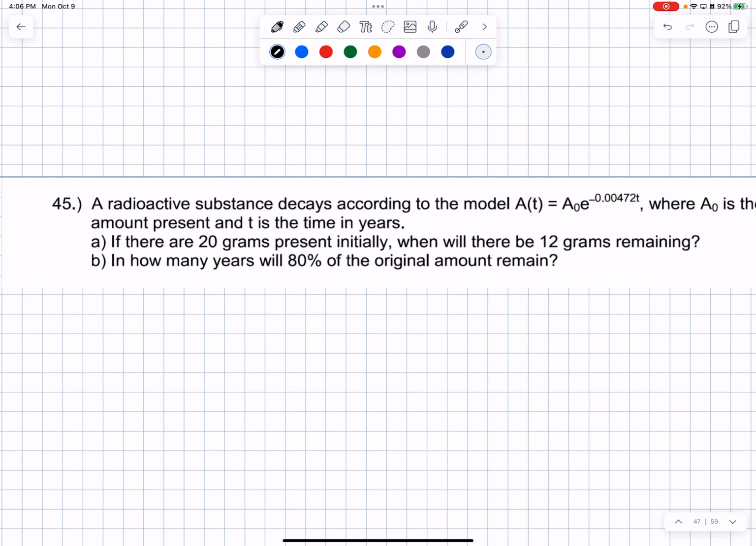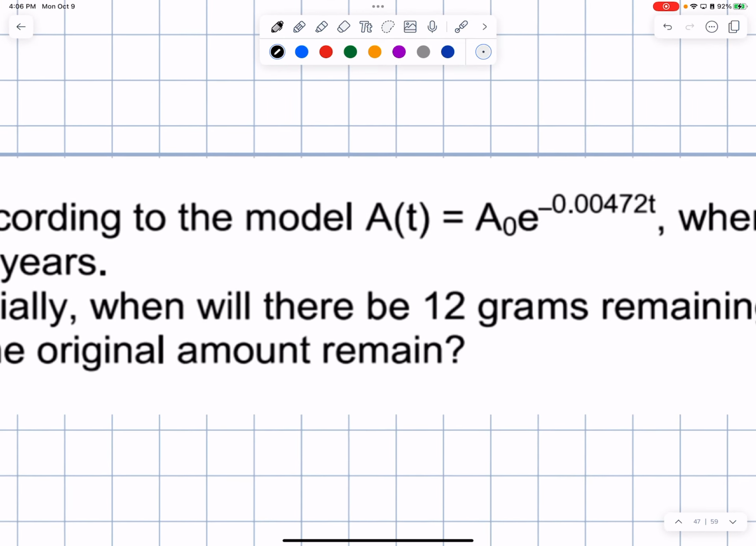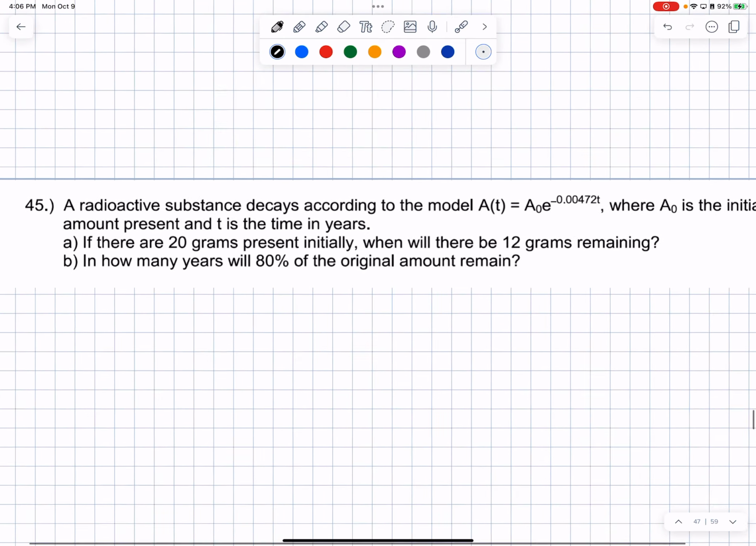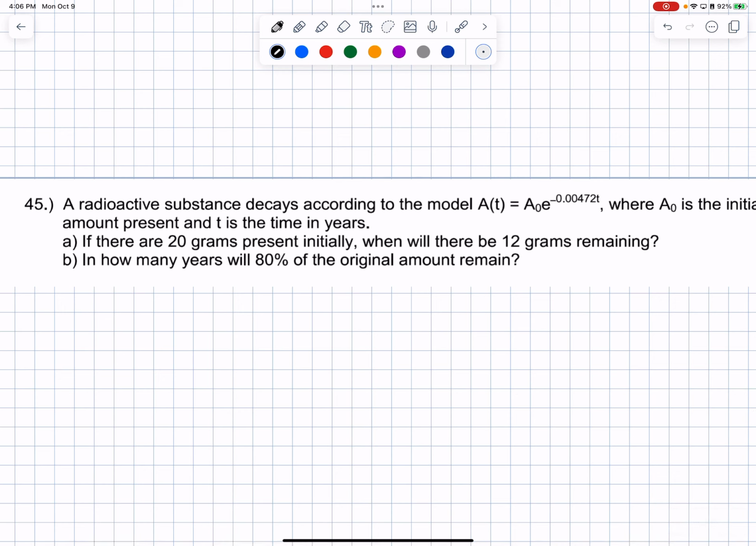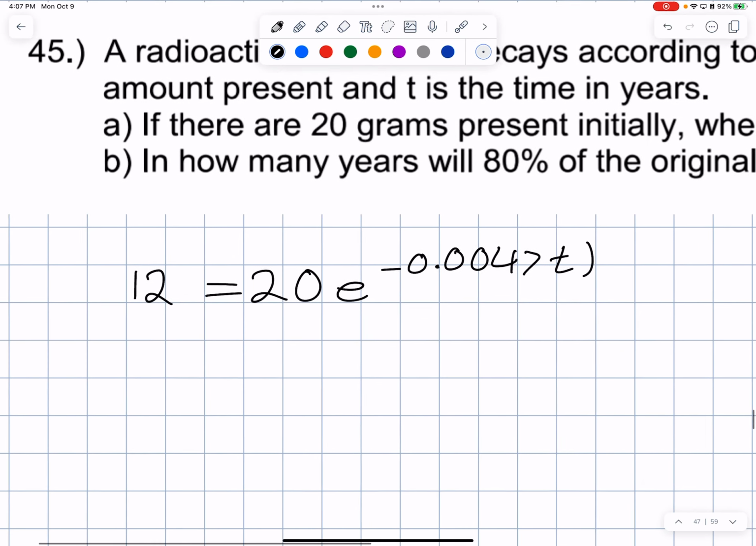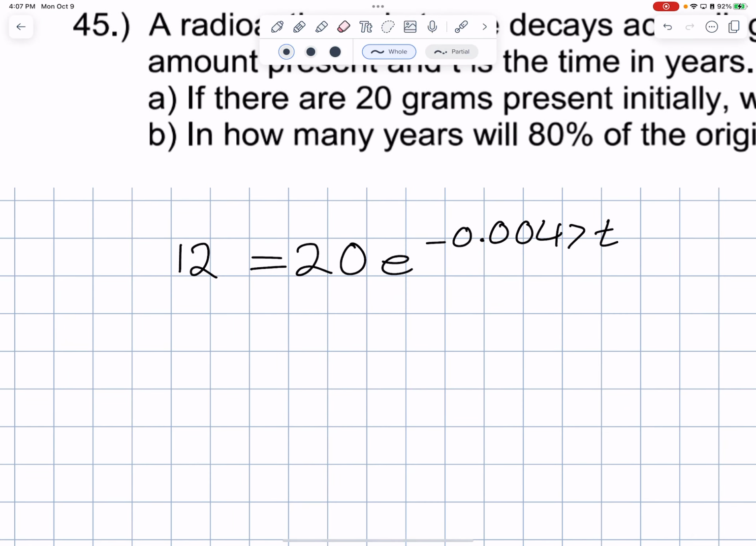A substance. Oh, look at that. It gives you the equation. That's great. All we're going to have to do is plug stuff in. A0 is the initial amount. t is the time in years. There are 20 grams present initially. When will there be 12 grams remaining? Well, 12 is the final amount. The initial amount is 20. And then it's e to the negative 0.0047 times t. They gave all of this to us. We just had to plug in the initial amount and the amount that's remaining.